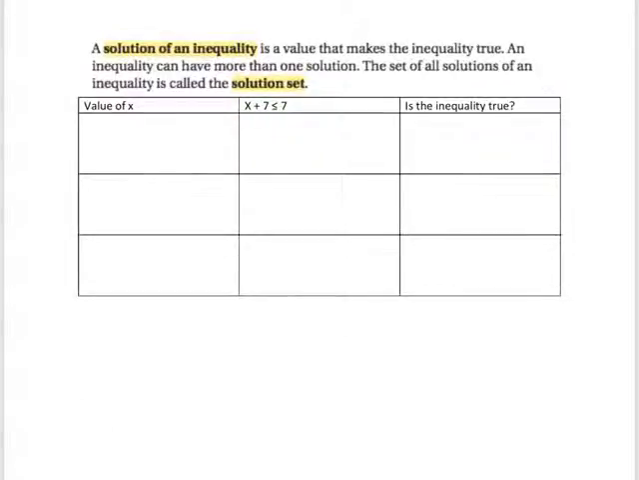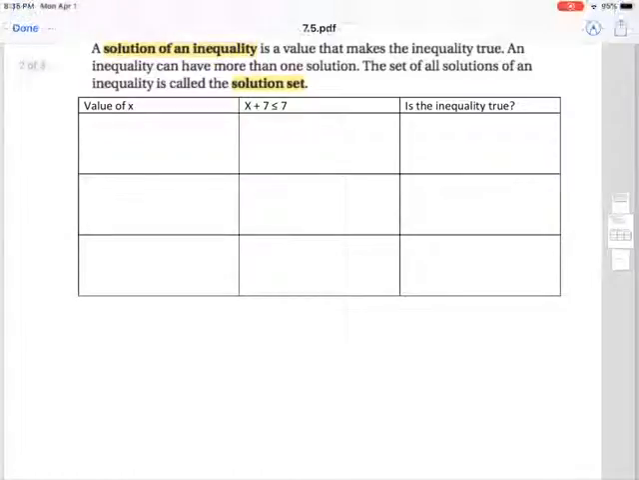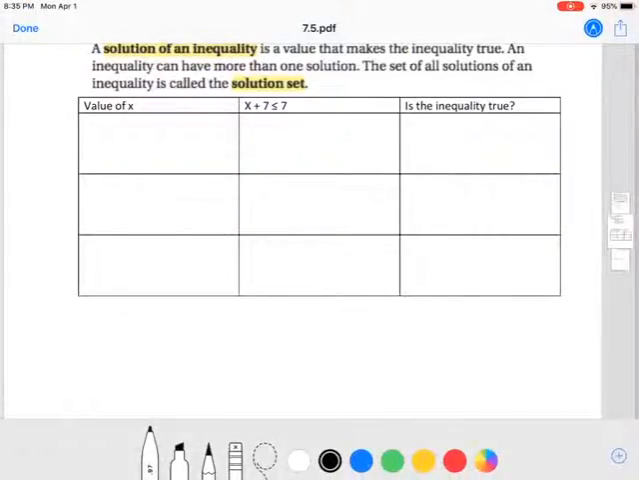Okay, so what is a solution of an inequality? A solution is a value that makes the inequality true. For example, in this problem, our inequality is x plus 7 is less than or equal to 7. To find a solution, we have to find a value of x that makes that inequality true. And the set of all of the solutions that can encompass an inequality is called a solution set.